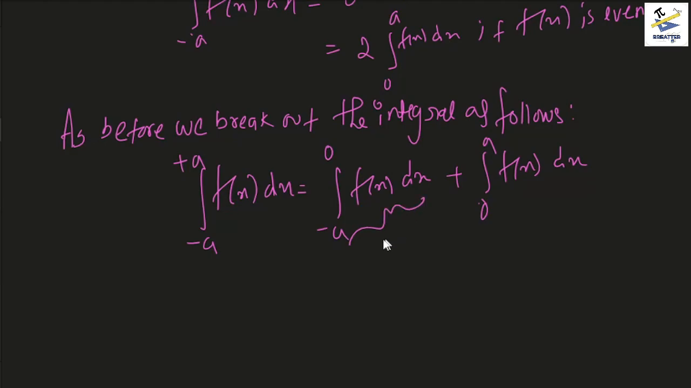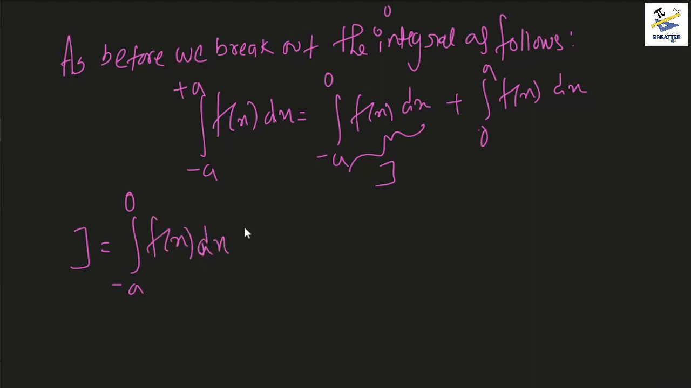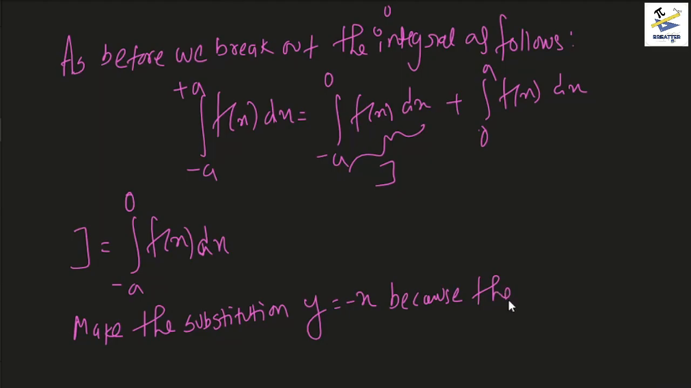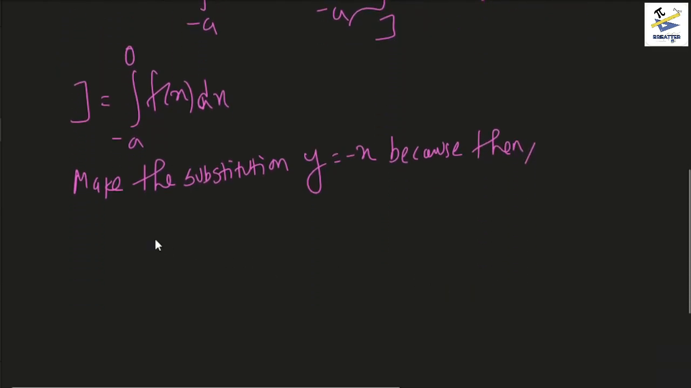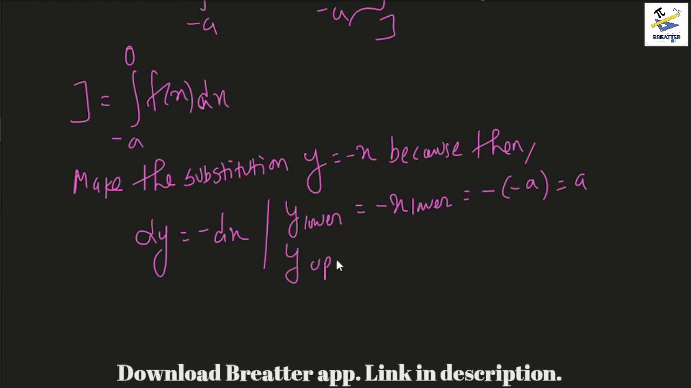So let us try to evaluate this integral again. Let us call it J, and we shall see what this gets us, because f x is an odd function in this case. So J equals minus a to 0 f of x dx. So we make the substitution y equals minus x, because then dy would be equal to minus dx, and as for the limits, y lower would be minus of x lower, which is minus of minus a, or just a, and y upper would be minus of x upper, which is minus 0 or 0.